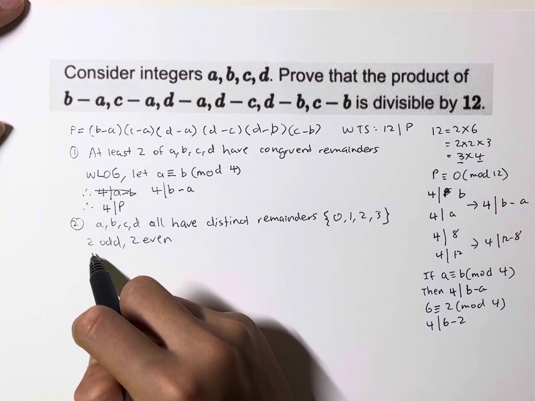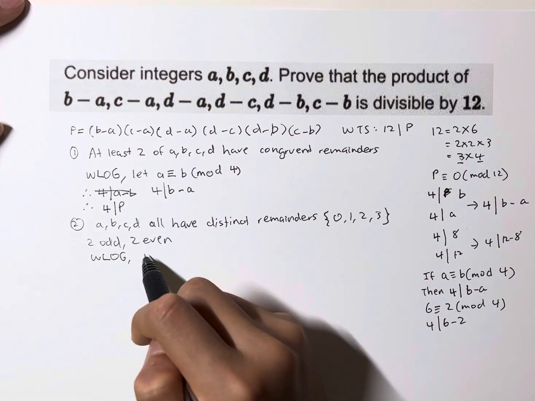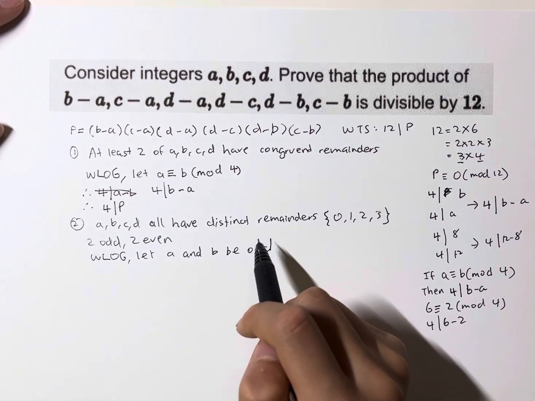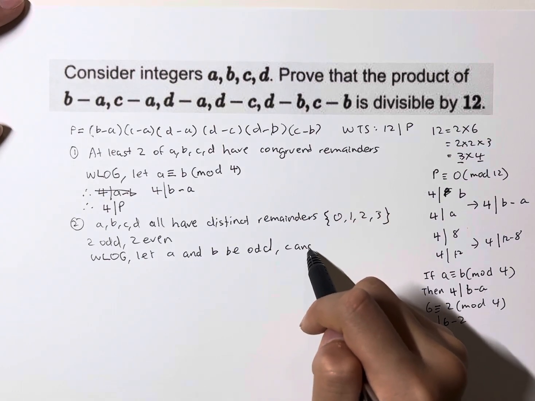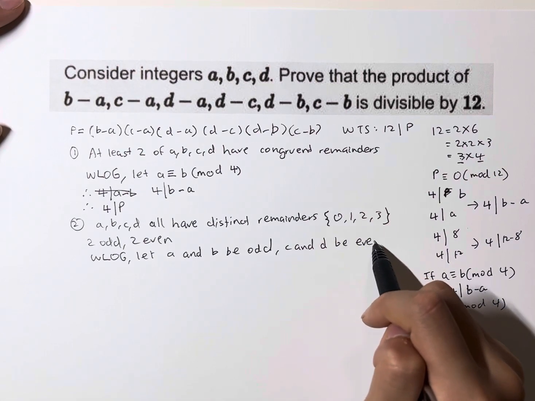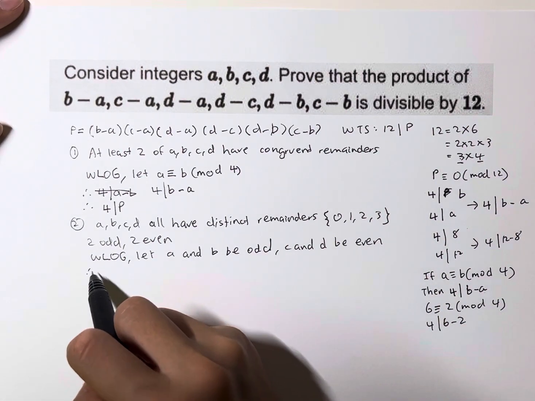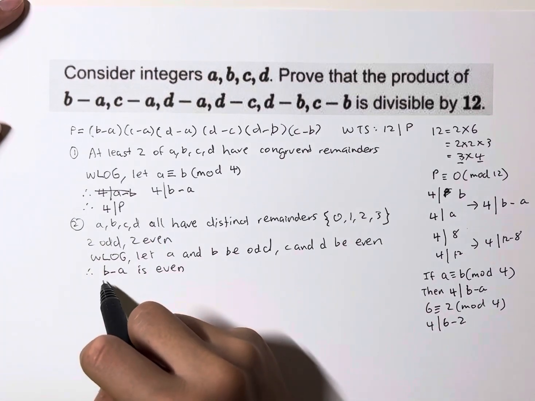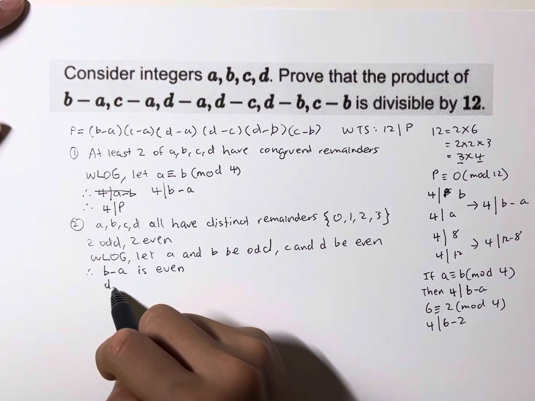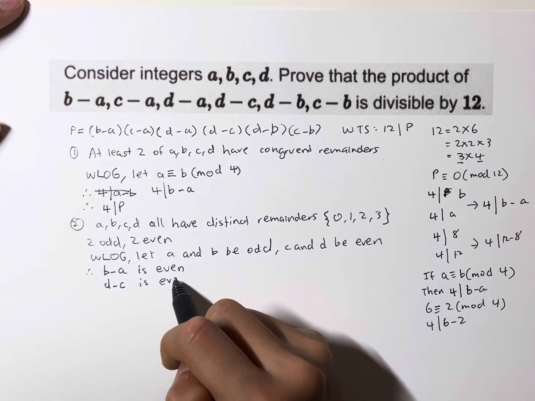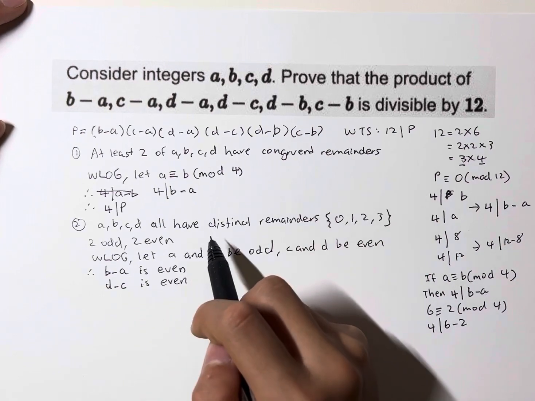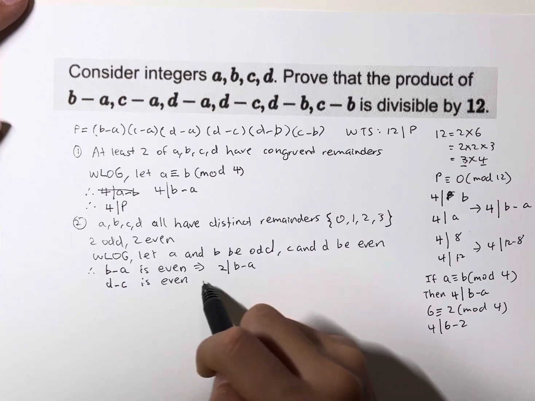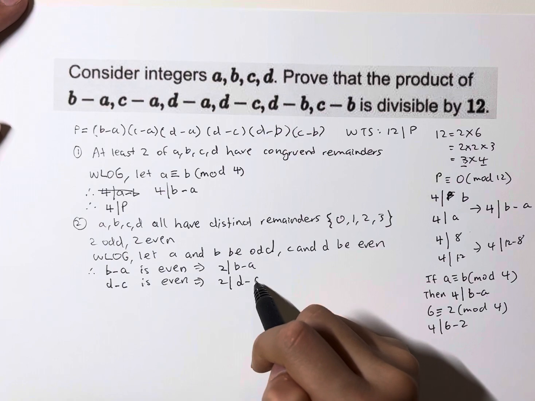Now again, without loss of generality, let A and B be odd. C and D be even. So we can get that B minus A is even. And then, of course, this will mean that D minus C is even. Or in more professional terms, 2 is a factor of B minus A. And then 2 is a factor of D minus C.